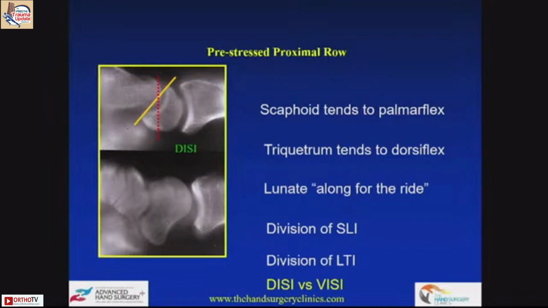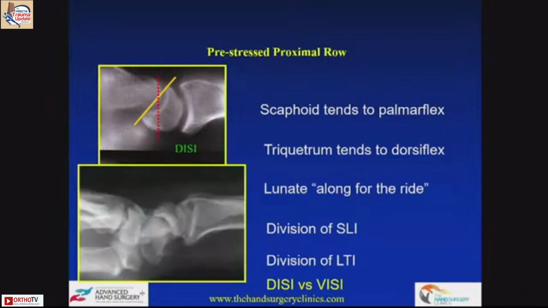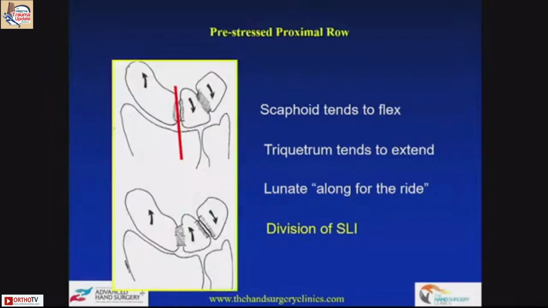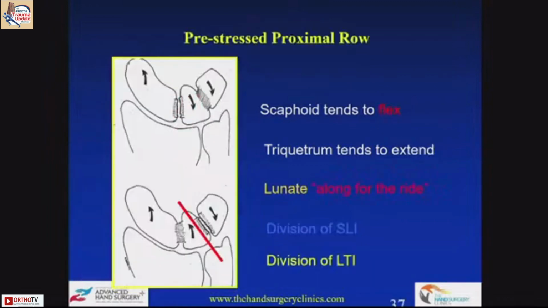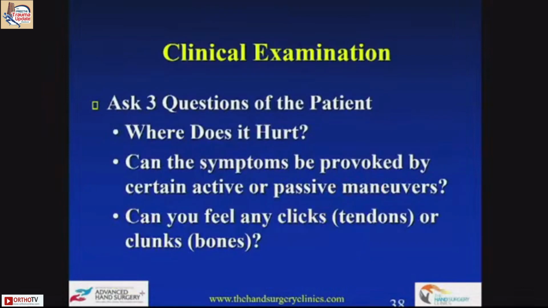The lunate, when it remains attached to the scaphoid, when the lunotriquetral ligament is damaged, will flex along with the scaphoid, giving rise to the so-called VISI deformity. And this is what happens. These are schematic diagrams.